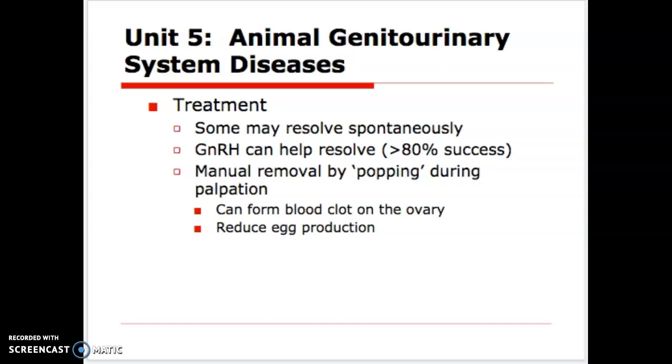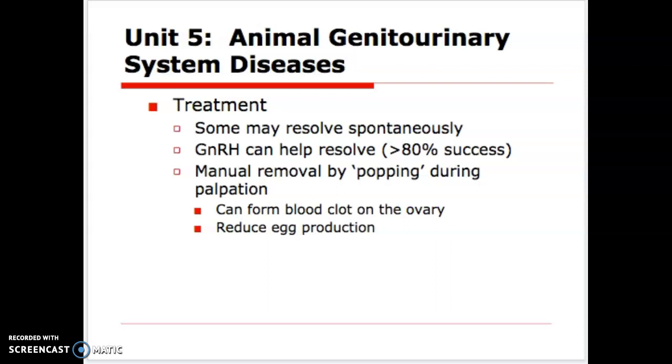Some treatment observations here. Some of them just resolve spontaneously, especially those follicular cysts. Maybe finally they'll just go ahead and ovulate and they'll be okay. GnRH hormone therapy is quite successful at about an 80% success rate, via studies that are out there on the web.